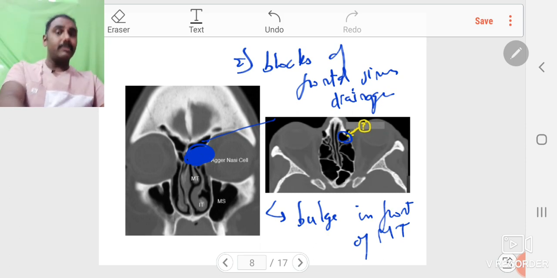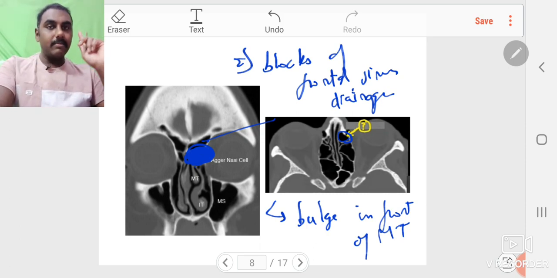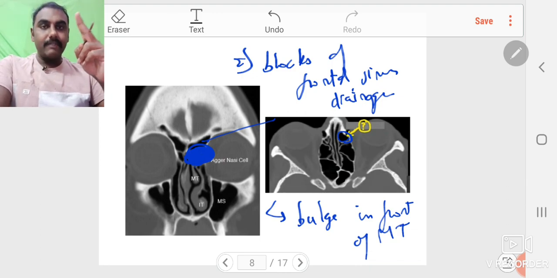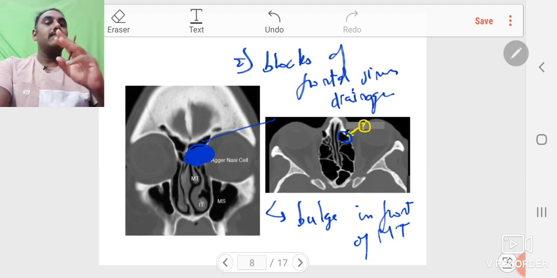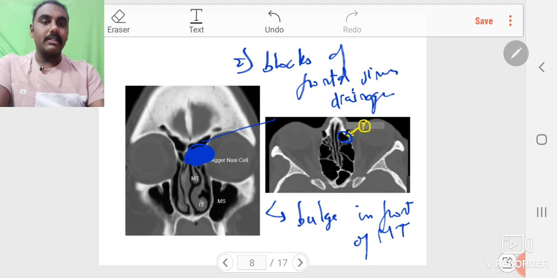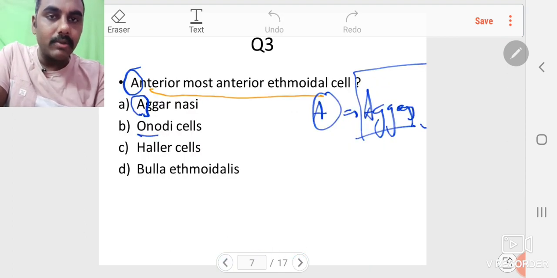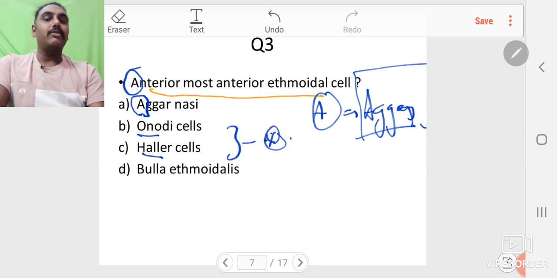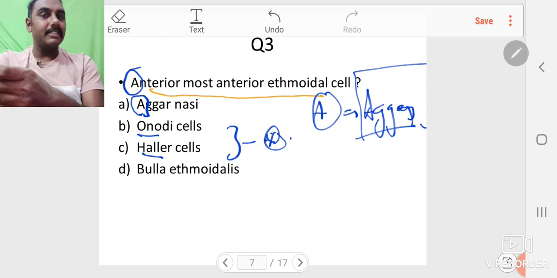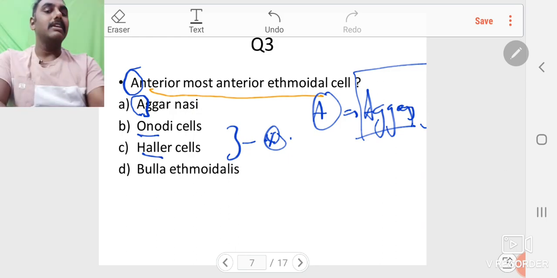So 3 important MCQ points: agger nasi cell, most anterior ethmoidal air cell, it appears as a bulge in front of the middle turbinate, and if it is hyperpneumatized, it may cause blockage of the frontal sinus drainage tract also. Coming on to the next cell, the other options are Onodi cell and Haller cell, very important MCQs, which was a last year MCQ in AIIMS, maybe the previous year also, and this year they have just changed the MCQ.